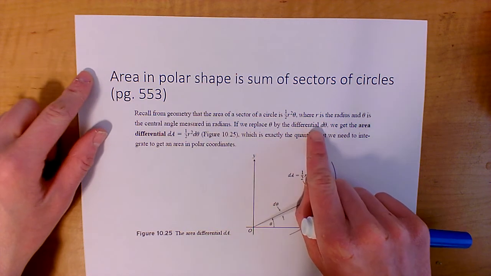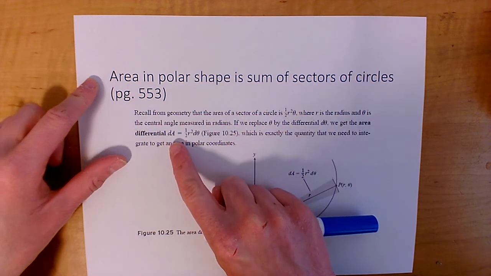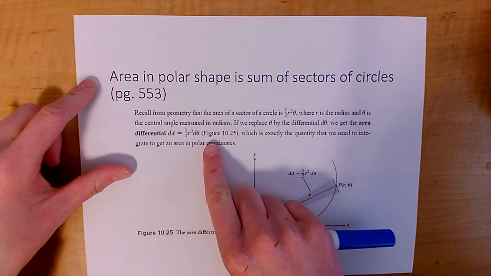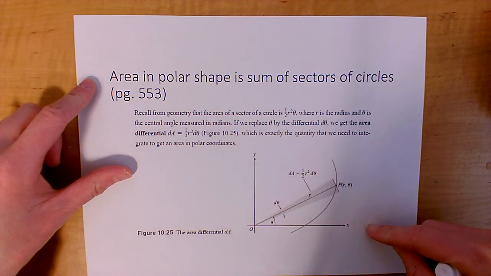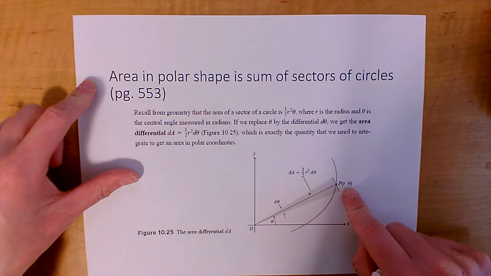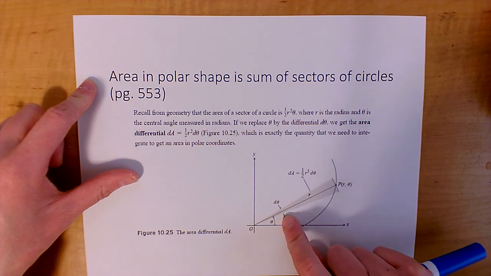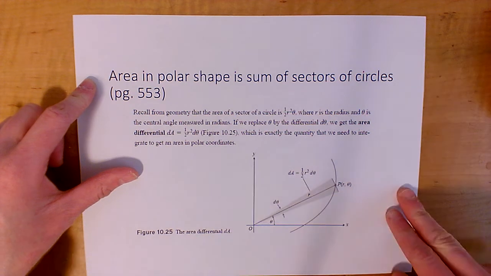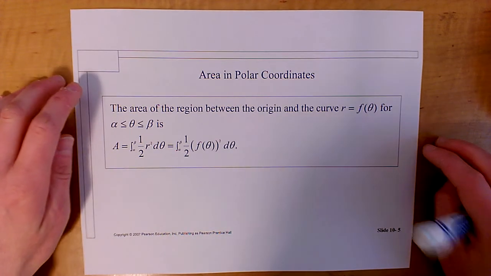If we replace theta by the differential d theta, we can get the area differential, which is dA equals 1/2 r squared d theta. And that's exactly the quantity that we need to integrate to get our area in polar coordinates. Okay? So we would have 1/2 r squared d theta, and d theta is just this very small increment of theta.